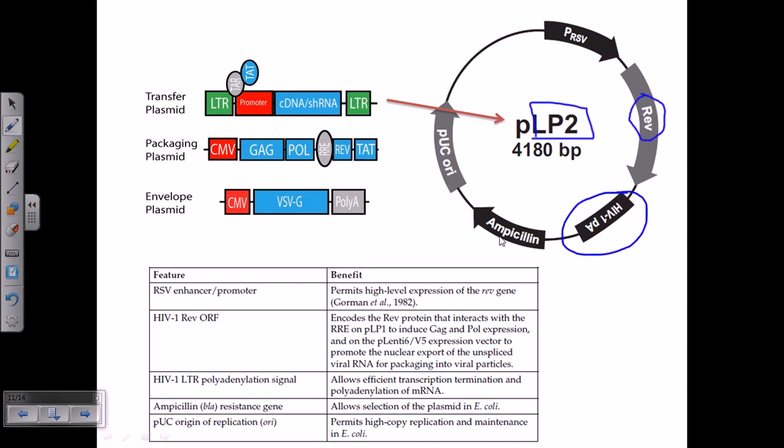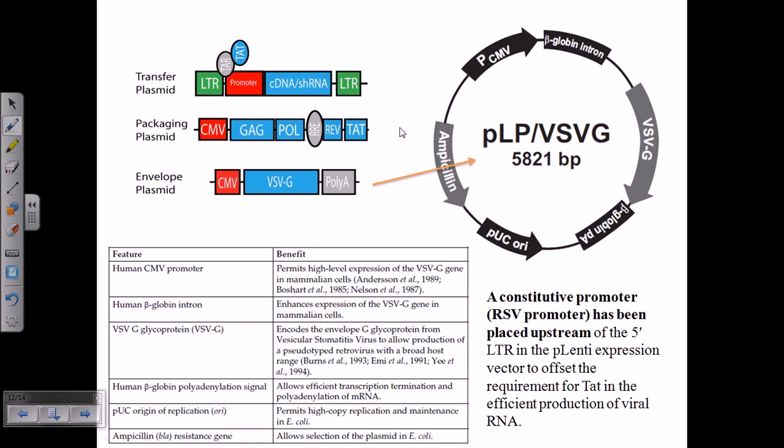Ampicillin resistance is there also to select this particular plasmid from a group of plasmids using antibiotic screening. And the pUC origin is also there for high copy replication and maintenance of this plasmid inside the E. coli host. This origin is common for LP1 and LP2, and they both have the ampicillin segment, but what varies is that this one has rev and the previous one has GAG-Pol. Now rev will control the expression of GAG-Pol. So these two plasmids, LP1 and LP2, help each other for the establishment of the infection.